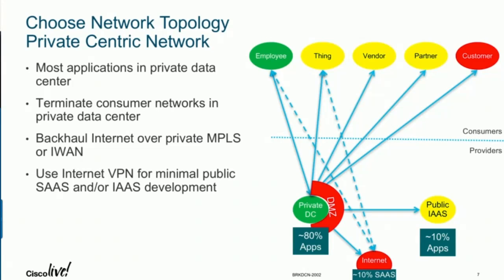And so from a branch, if you want to go straight to SaaS, do you want to backhaul it through your data center? That's a suboptimal path. So doing direct internet access out of the branch will provide a better user experience if you're terminating all your networks in your data center, right? So that's why the dashed lines are there.